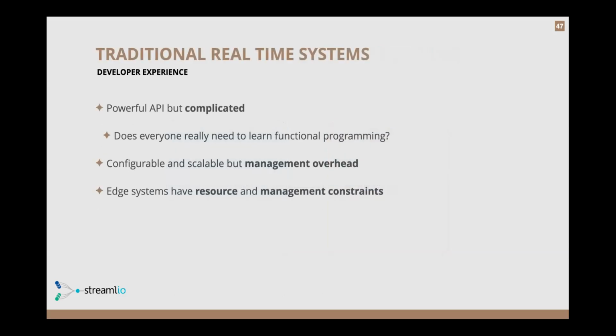The problem with some of these traditional real-time systems is they have really powerful APIs, but they're complicated. For Spark Streaming, for example, it requires developers to use functional programming just to get basic functionality done. It's a bit of a nightmare to configure, scale and manage a separate system, or two separate systems. And it's really not applicable for things like edge devices and other resource-constrained environments. So it has some drawbacks as well. There are a lot of advantages to it, and I'm definitely not badmouthing it, but there are some drawbacks to using a traditional real-time system.